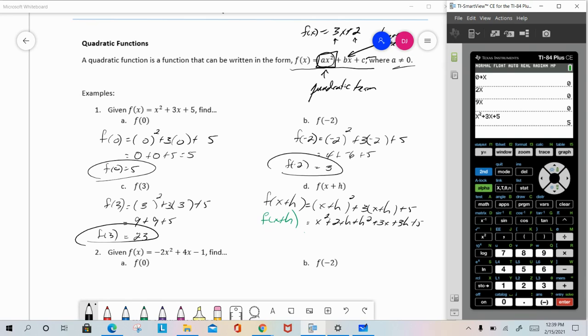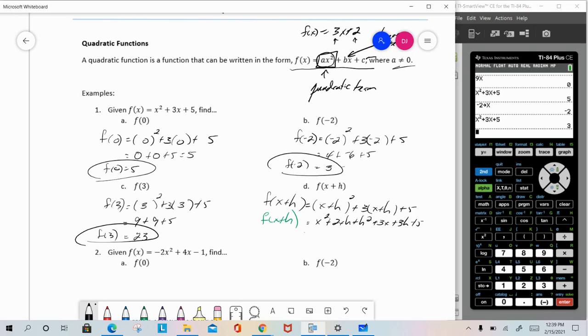To do b, the negative 2, I can say negative 2, store that as x, enter. I can go back up now and grab this x squared plus 3x plus 5, and when I redo this, the calculator, instead of using 0 for x, is going to use negative 2 for x. And notice we got the 3.